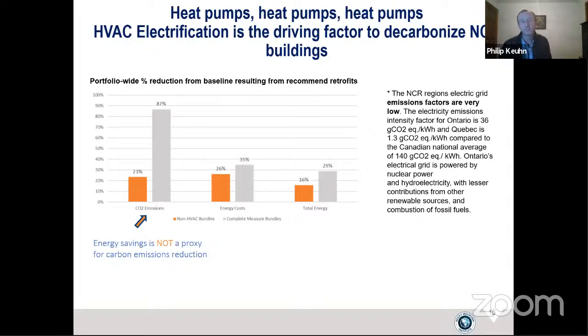And one thing I think was a big takeaway for us was just how much energy savings is really not a good proxy for carbon emissions reductions. You can see here, the first two columns are carbon emissions. The orange and the gray are probably not that important. That's more of a nuance, but the orange ones are before we apply HVAC solutions, and the gray is the entire retrofit bundle. You can see that carbon emissions we were able to cut by 87%, but energy was only 29%. So big difference between the two.